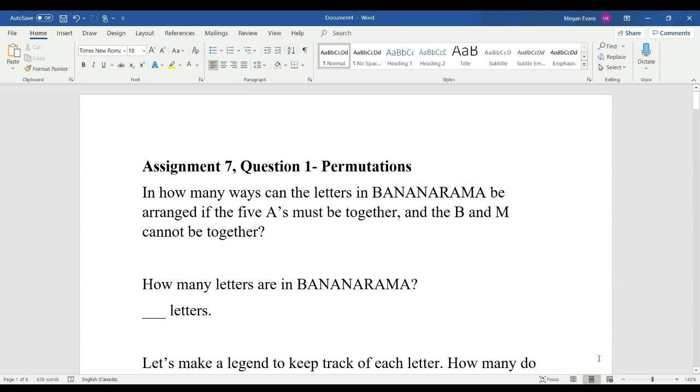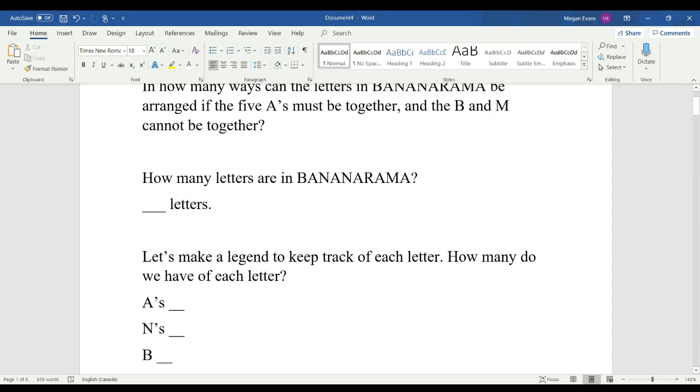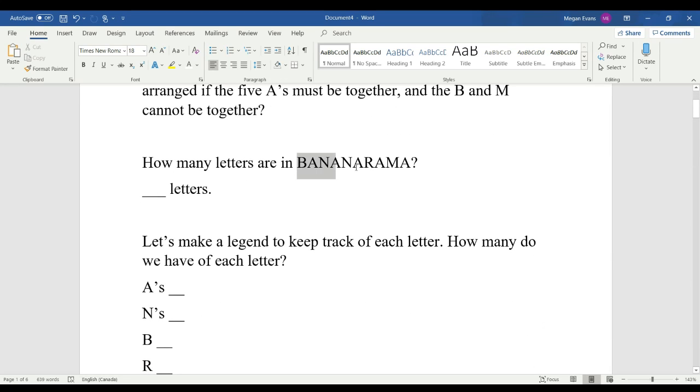Hi everyone. Today we're going to be doing assignment 7 question 1, which is permutations. So the question is: in how many ways can the letters in Bananarama be arranged if the 5 A's must be together and the B and M cannot be together? Let's recall that in Bananarama there are 10 letters.